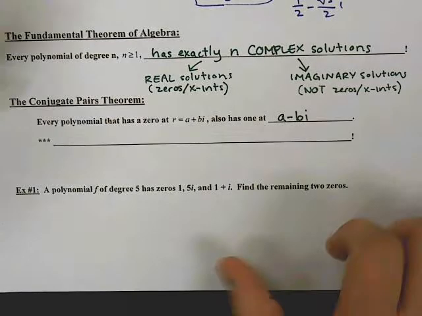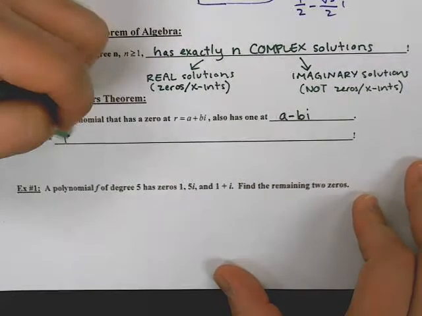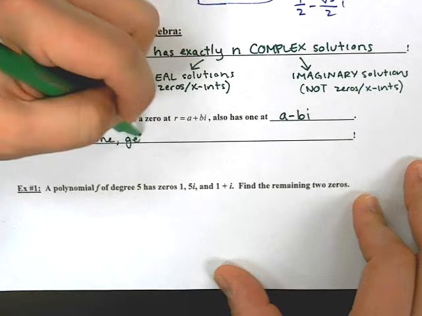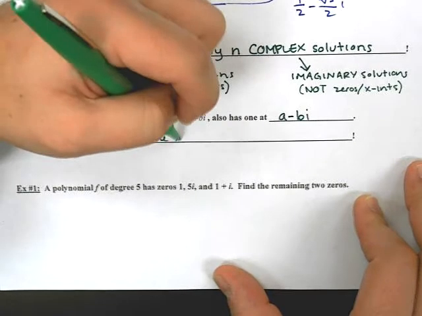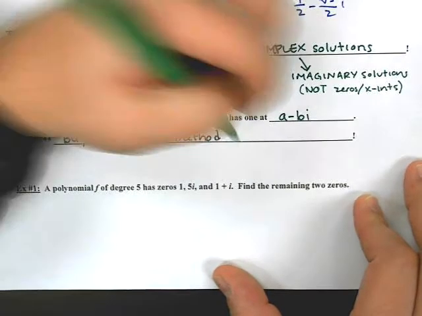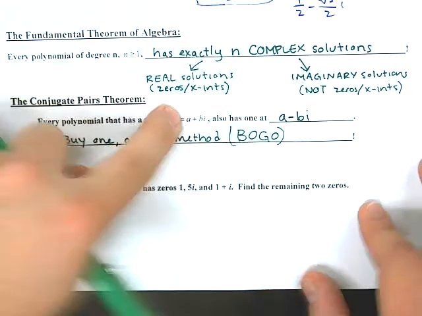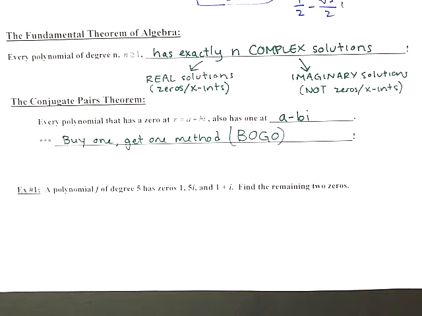So I learned this one from Miss Braytek. We can call this the buy one, get one method. All right? BOGO. It's BOGO. If you get one, you automatically get the other, which is really nice.